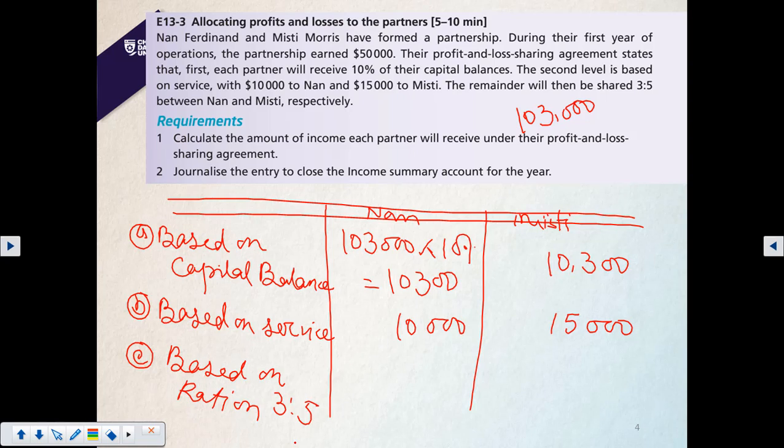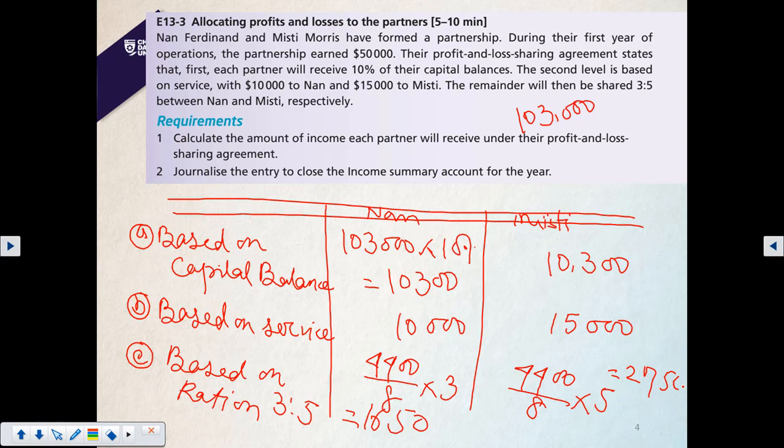That means Nan will get 3 parts of the whole. So 4,400 divided by 8 times 3, and 4,400 divided by 8 times 5. What is the amount? That is 1,650, and this one 2,750. Then I need to show, right? Add all together and then see the balance.